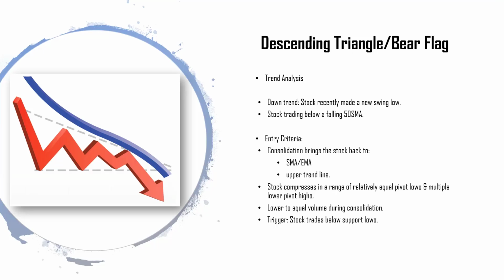Alright, next is your descending triangles and bear flags. So just like before, it's trending down, made a new swing low, and it's consolidating above a certain support level, just tapping it. And once again, the reason this works is that there is a buyer holding that price up, and then once that person buys all the stuff, and all the sellers are here, the sellers can finally push it lower.